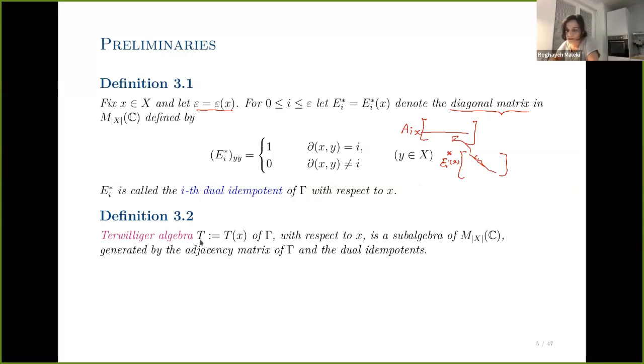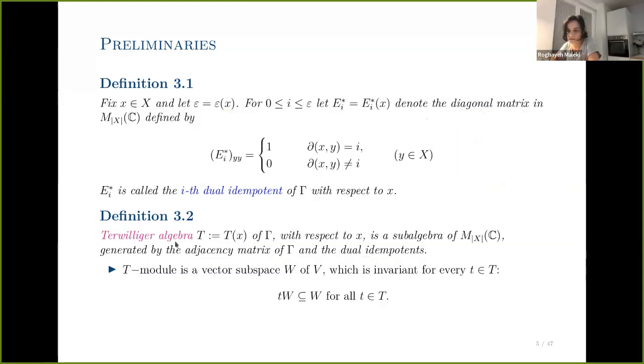Now we can define our Terwilliger algebra, denoted by T(x), with respect to a fixed vertex x, which is a subalgebra of the matrix algebra over complex numbers. This algebra is generated by the adjacency matrix of the graph Gamma, and also the dual idempotents. Of course, this algebra acts on the vector space V, and this allows us to define the notion of a module. So here we have a T-module, which is a vector subspace W of V, invariant under every element of the algebra.